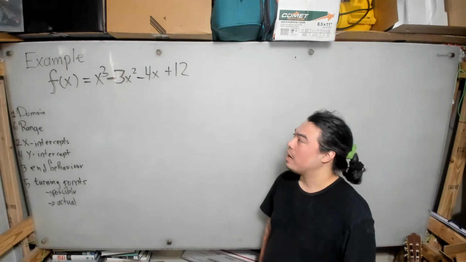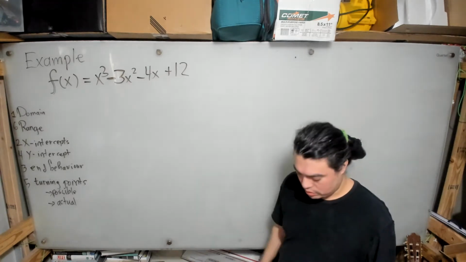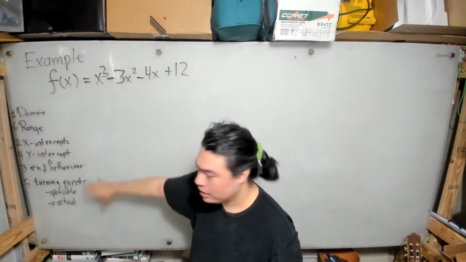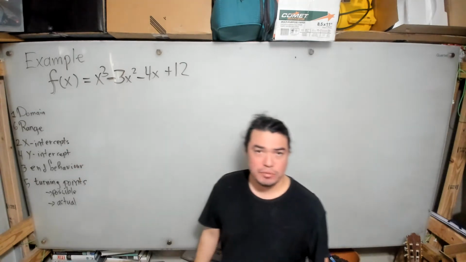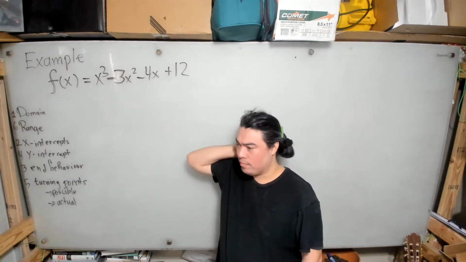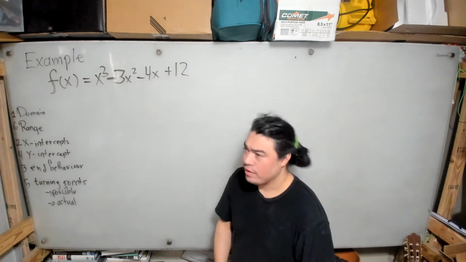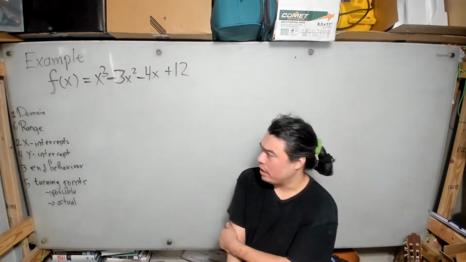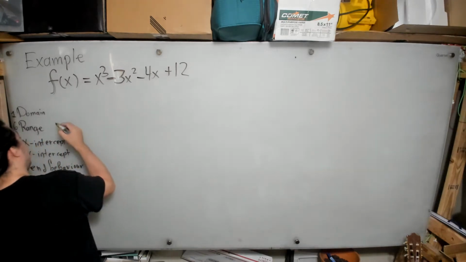Hello. So now what we're going to do is graph this polynomial. I have a list of certain things that we're going to talk about as we graph this polynomial. And the first thing we're going to talk about is the domain. For any polynomial, the domain will always be from negative infinity to infinity.